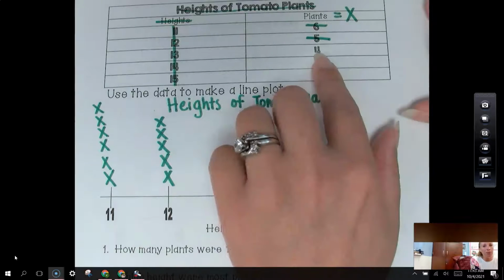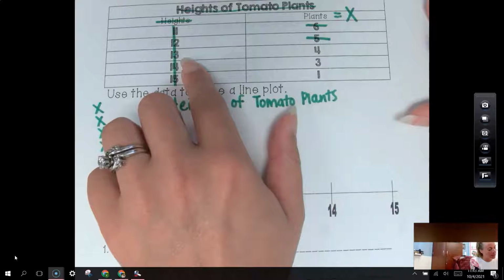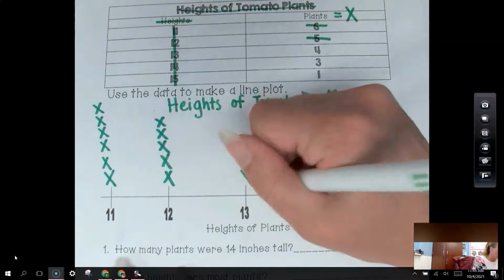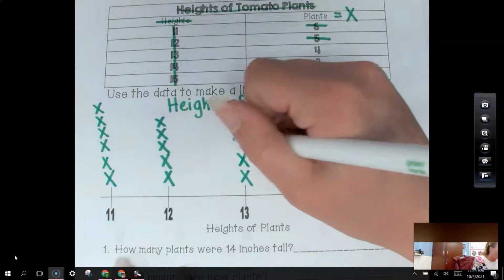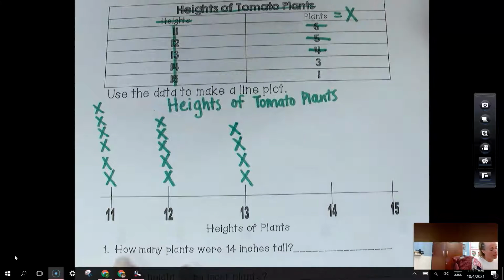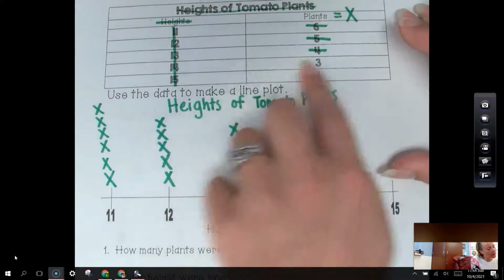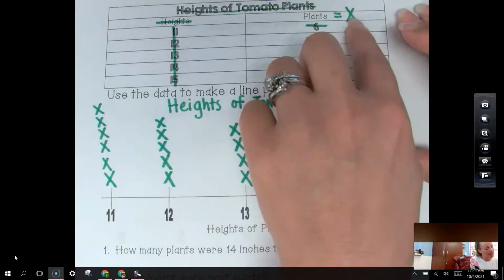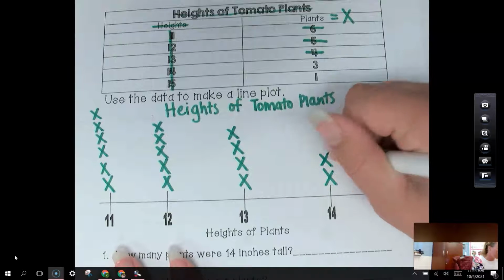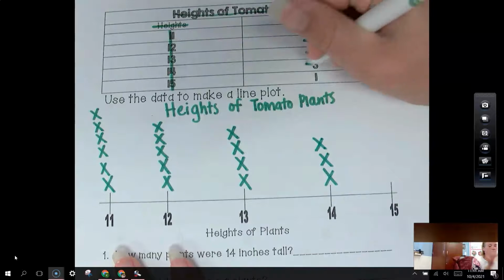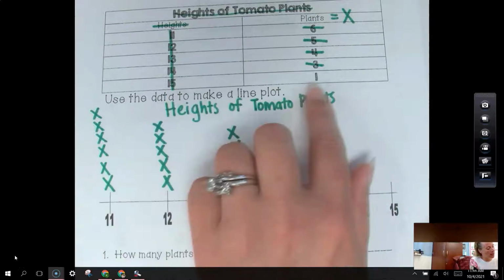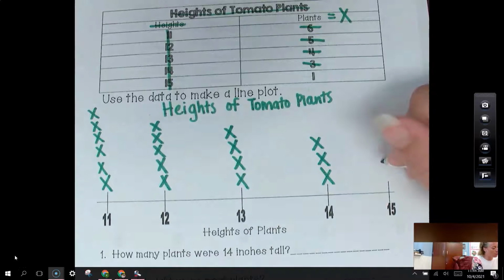All right. 4 plants are 13 inches. So 4 X's need to be at 13. 1, 2, 3, 4. And we cross it off. 3 plants are 14 inches. So 3 X's at 14. 1, 2, 3. Cross it off. 1 plant is 15 inches. 1 plant, 15 inches. 1 X.